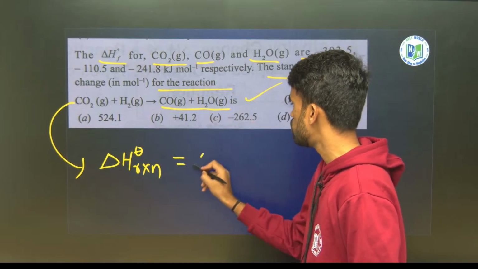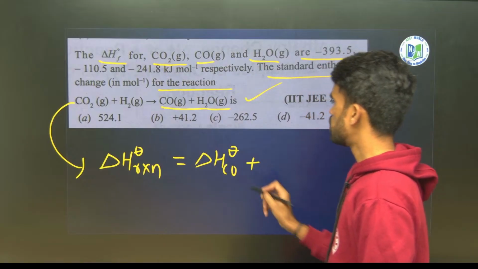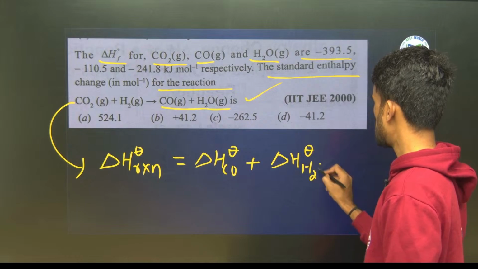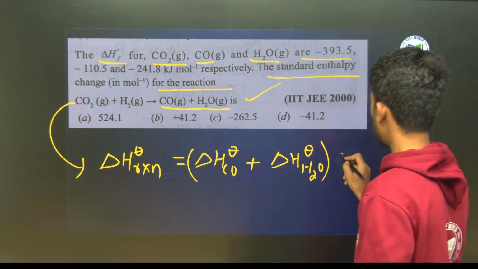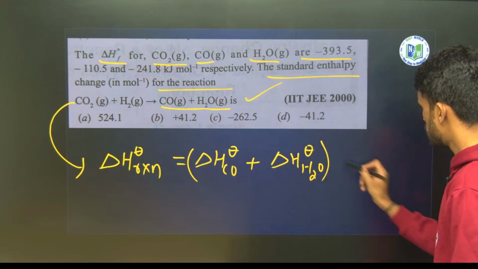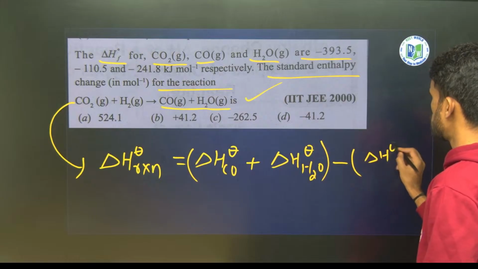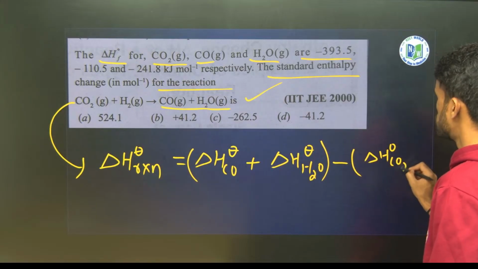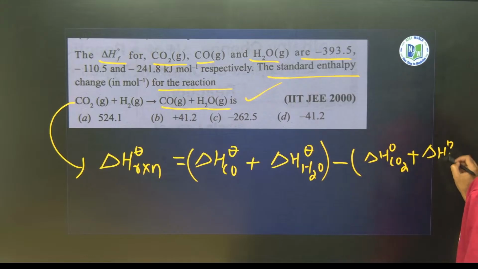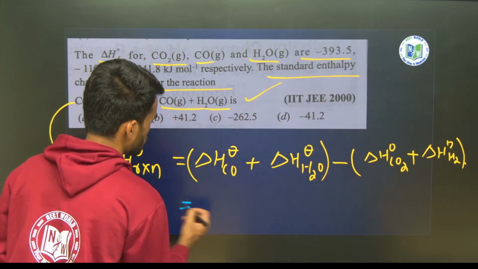What are those? We have delta H formation, standard formation of CO, plus delta H formation of H2O. These are the products formed and these are the reactants, so that's why I am inserting a minus symbol here. Minus, reactants you write: delta H formation of CO2 plus delta H naught formation of H2. That's it. Look at what values are mentioned here.